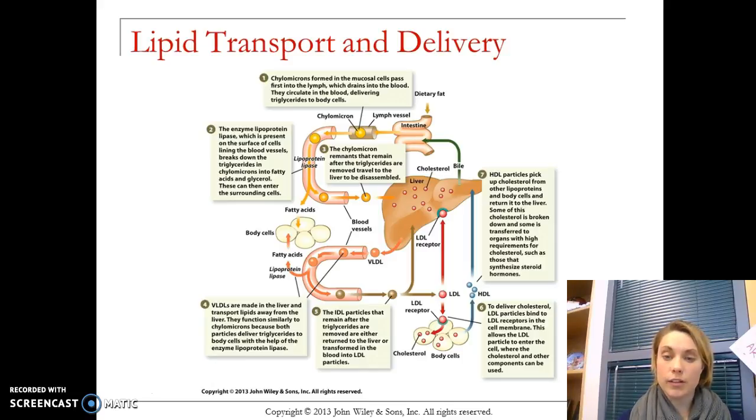So LDL particles' job is to deliver cholesterol to cells. LDL particles bind to receptors in the cell membrane. This allows the LDL particle to enter the cell where cholesterol and other components can be used.